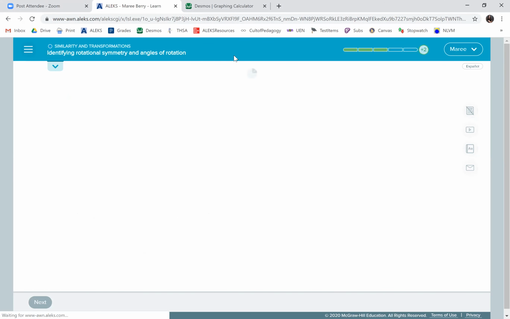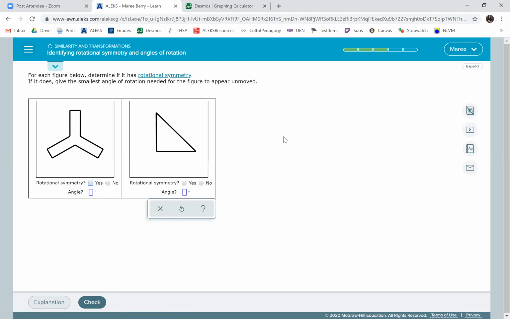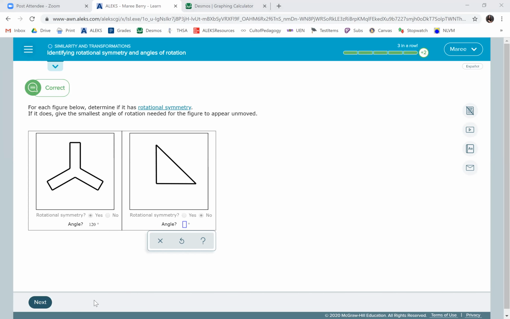Now let's go ahead with one more. Okay, this one is just like the triangle where as you rotate it, you're going to see it again when this one gets straight up and down. So we do, again, 360 divided by 3, which was 120. This one, because the angles are different, it's not going to line back up. This right angle is not going to line back up until you get all the way around. So this does not have rotational symmetry. And that's the end of the lesson.